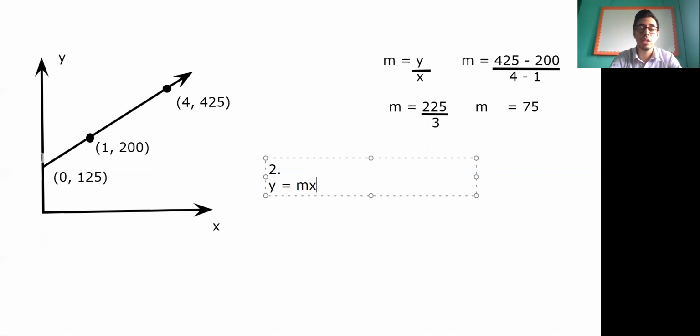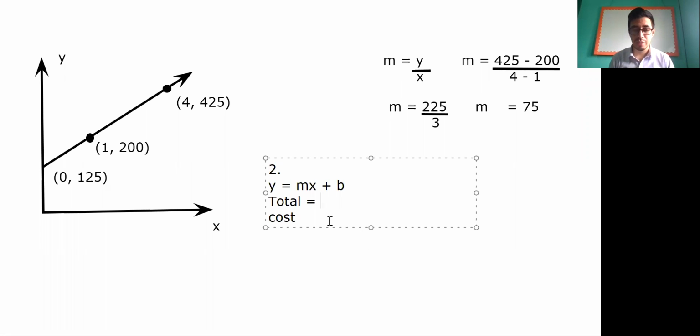The y-intercept is this point where my function starts, when my function begins. It doesn't start at the origin. So I add one more variable, b, this is the y-intercept. What is y? Y is the total cost. This is equal to the value of M multiplied by X.